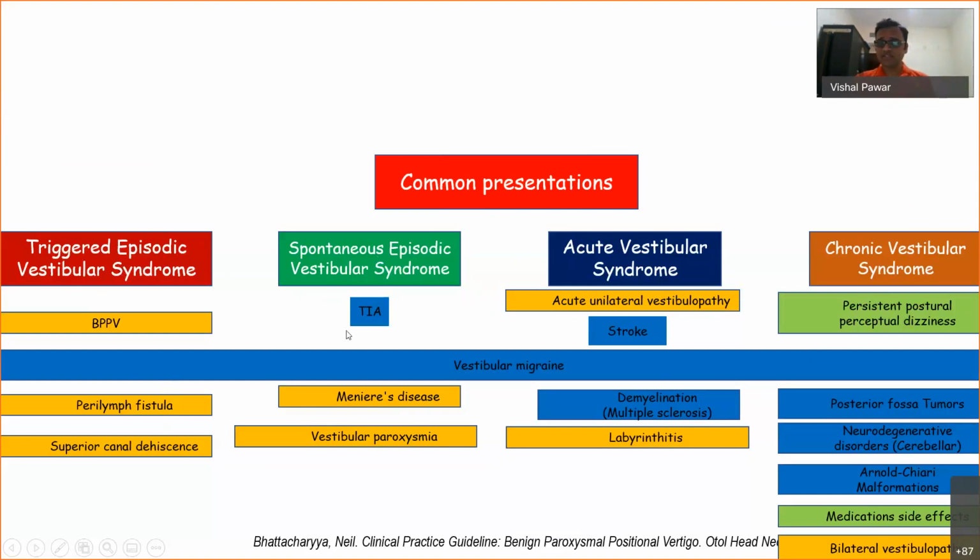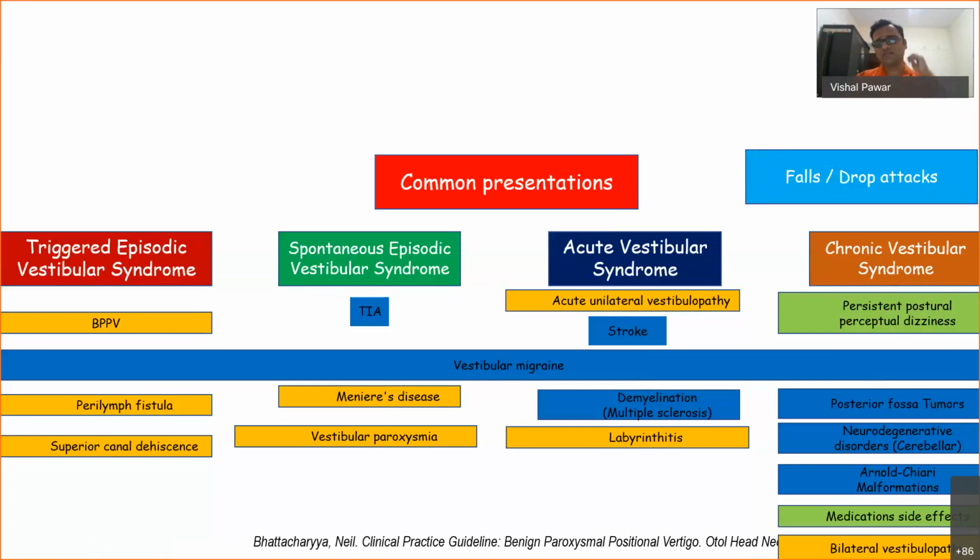Spontaneous episodic causes are transient ischemic attack, vestibular migraine, Meniere's disease, and vestibular paroxysmia. Acute vestibular syndrome is most commonly due to acute unilateral vestibulopathy and stroke, and it can be because of an attack of vestibular migraine, demyelination, or labyrinthitis. And the most common cause of chronic vestibular syndrome is persistent postural perceptual dizziness. There is one more vestibular syndrome, that is falls and drop attacks.